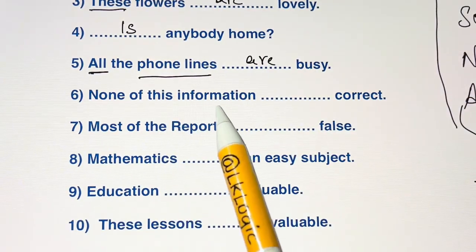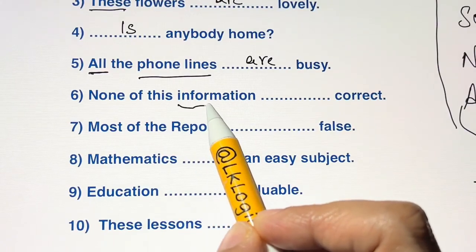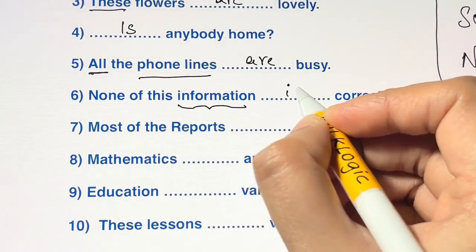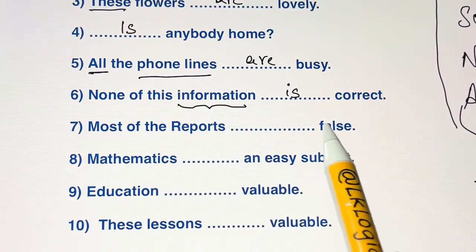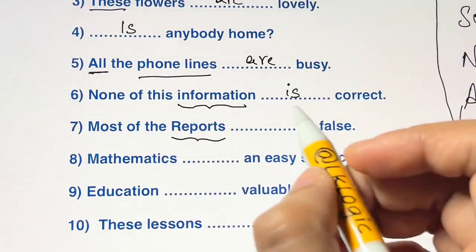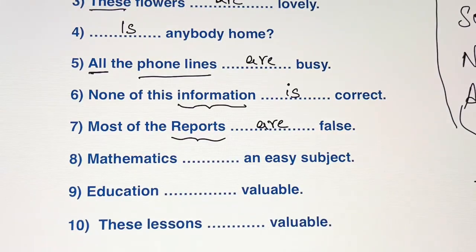None of this information blank correct. Now I told you information is an uncountable noun. For uncountable nouns, we use singular verb is. None of the information is correct. Most of the reports blank false. So reports are countable nouns. So we use are. Most of the reports are false.